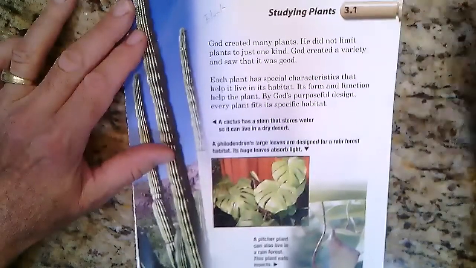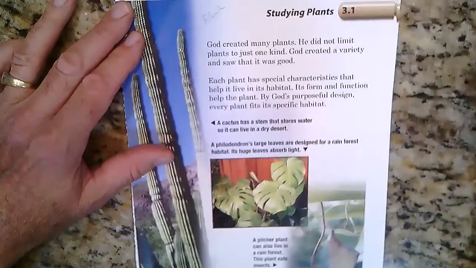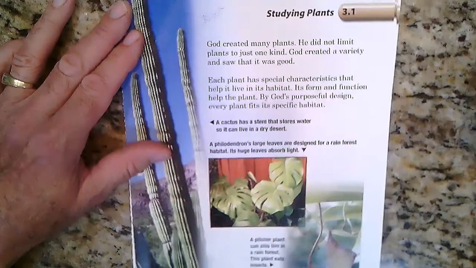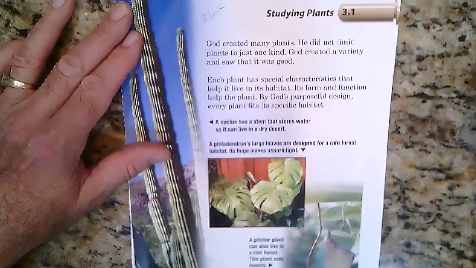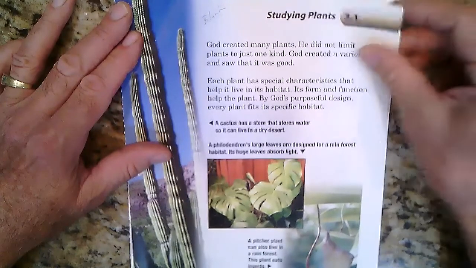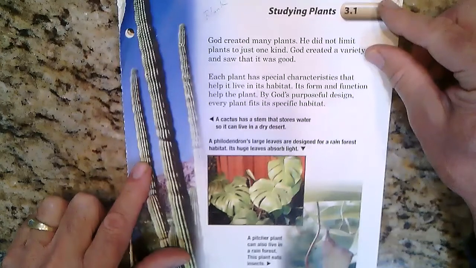Hello, students. So we are starting a new chapter in our plant study. This is all about plant variety, the variety of plants that God has provided for us on our wonderful earth. So we'll start with the workbook 3.1. It talks about different types of plants, how they're suited to different environments.